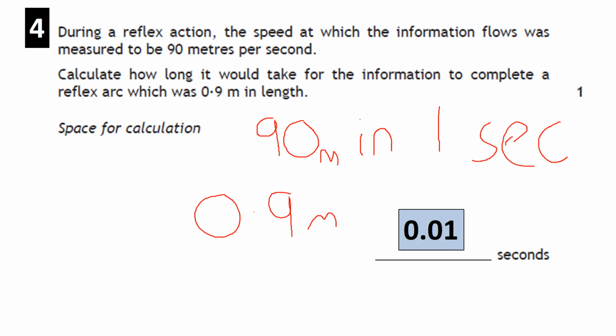Okay, so does that make sense? So 90 meters in 1 second is what it travels. So that means if it was traveling 9 meters, it would be 0.1 seconds. So if it was 0.9 meters, it would be 0.01 seconds.